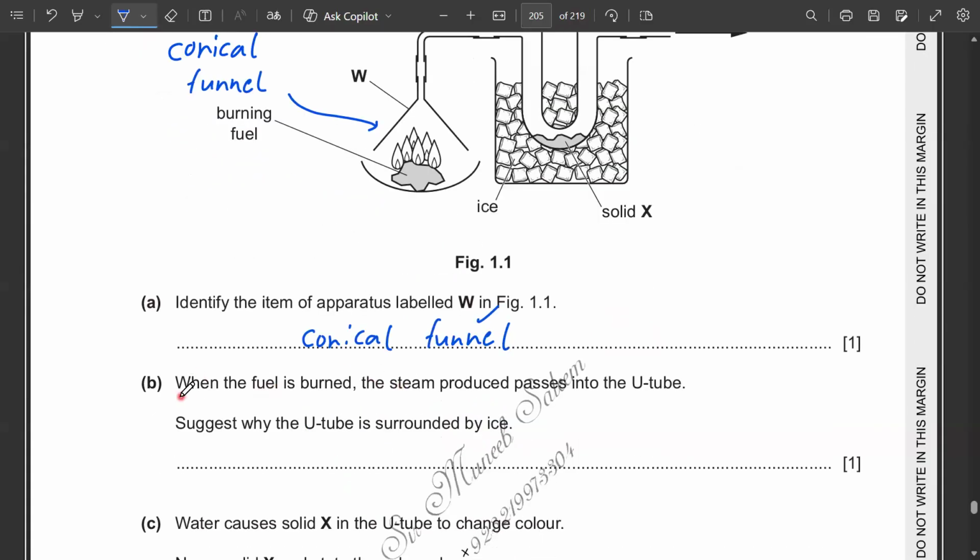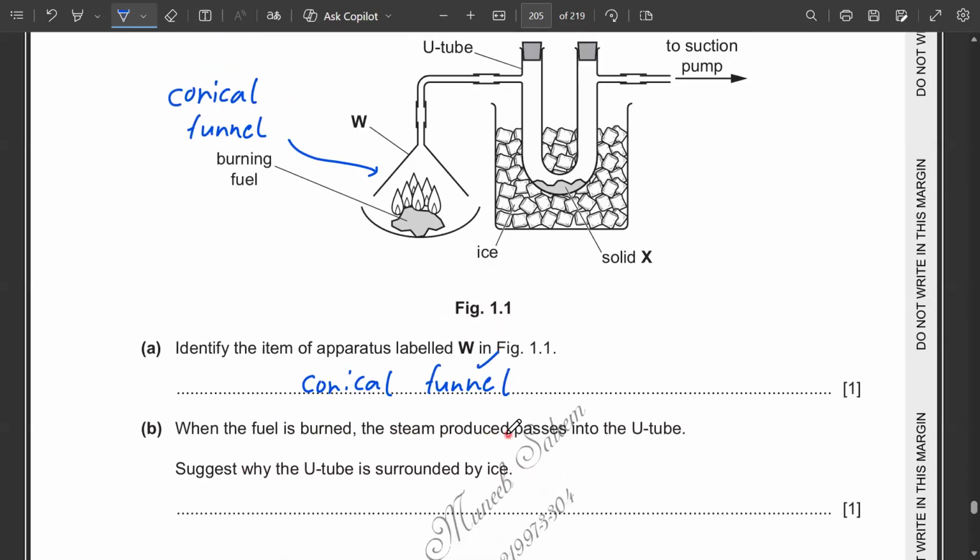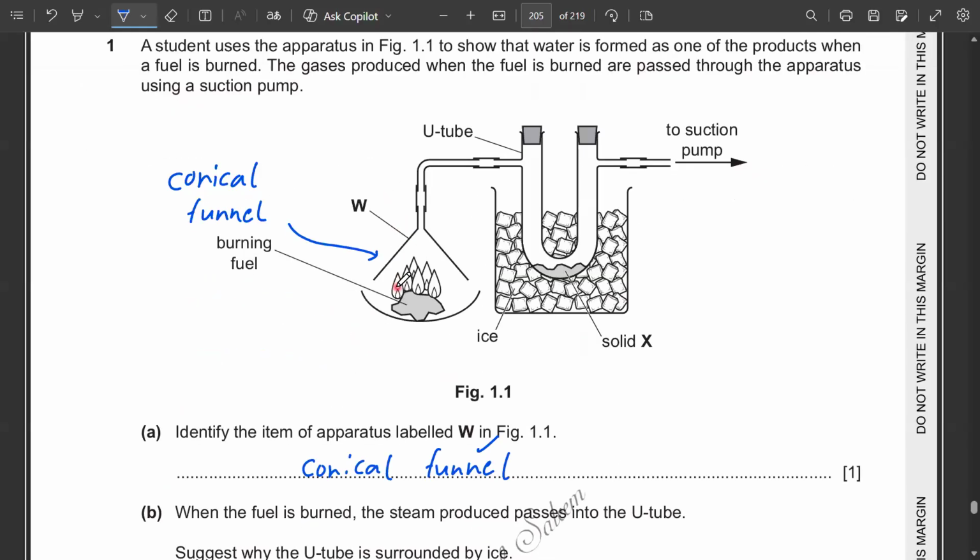Then B part. When the fuel is burned, the steam produced passes into the U-tube. Suggest why the U-tube is surrounded by the ice. So you can see the fuel is being burned in this part, and the gases will be escaping out of this area into this delivery tube, and then it reaches the U-tube, and this U-tube has a lot of ice surrounding.